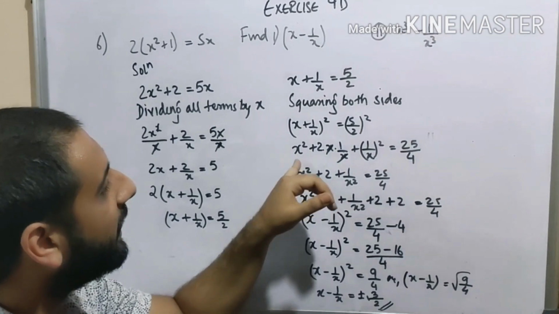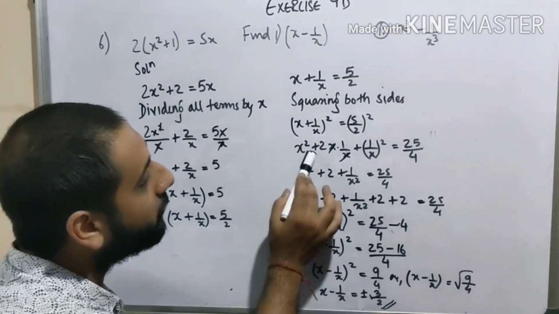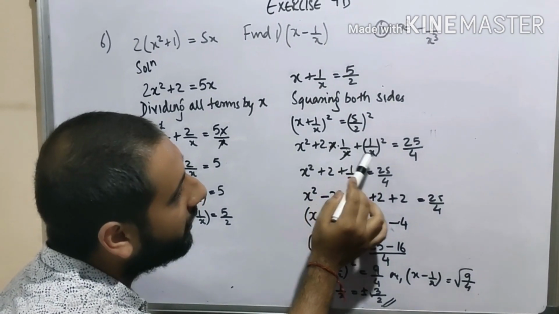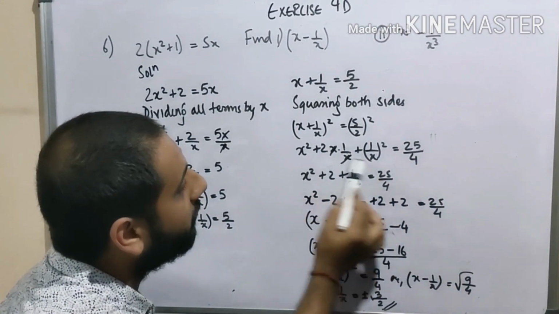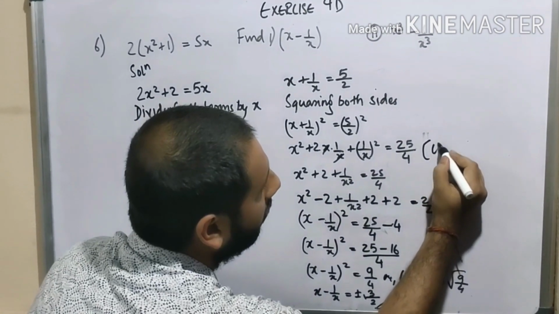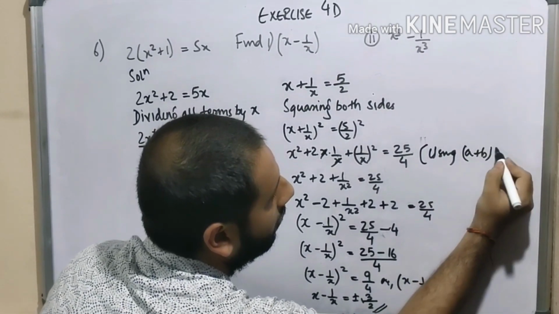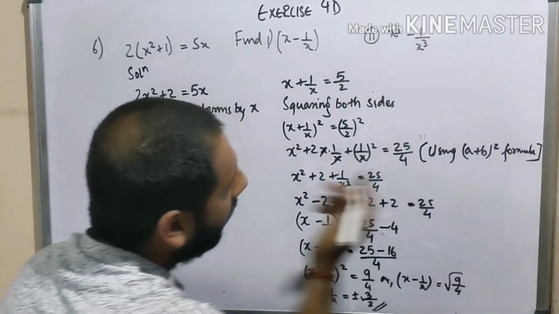I've used the a plus b whole square formula: a square plus 2ab plus b square. You've got 1 by x square. I've used a plus b. Okay, let me write it here using the a plus b whole square formula. Okay, this is what it is.